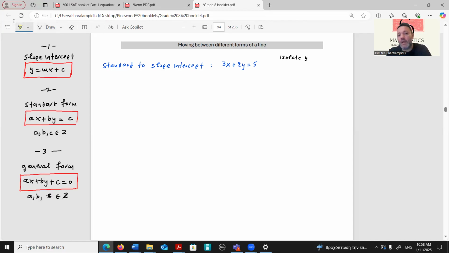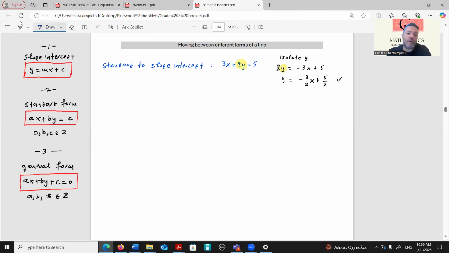If I cannot solve directly for y, I'm going to try to solve for the term containing y, which is 2y. So I'll begin with 2y equals negative 3x plus 5. Am I done? No. The slope-intercept form needs y to be left by its own. So I'm going to try to isolate y, which means that I need to get rid of 2, which means that I will divide both sides by 2. So y should be equal to minus 3 over 2 x plus 5 over 2. And this is exactly the slope-intercept form.